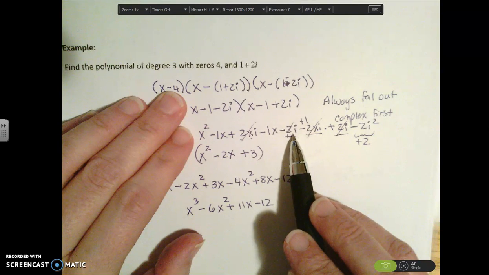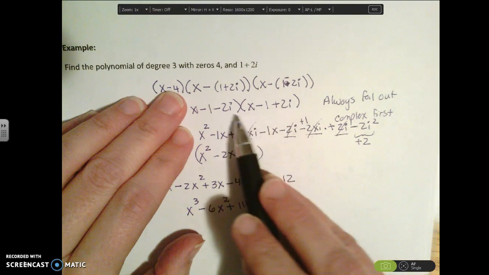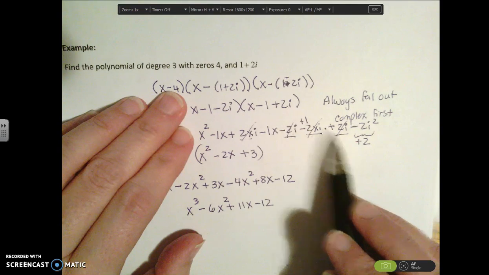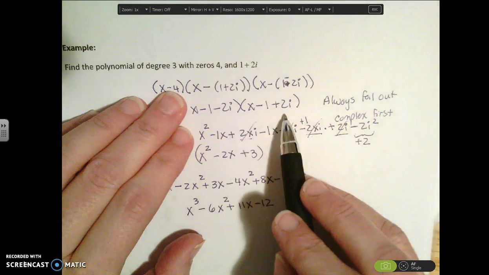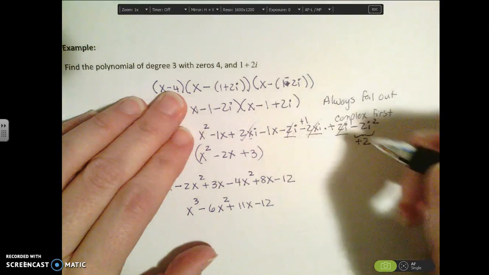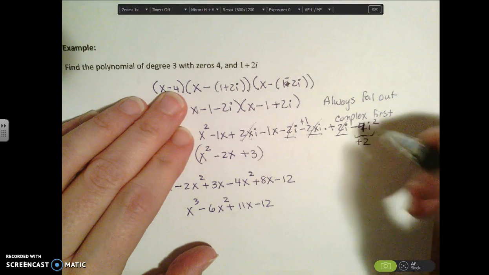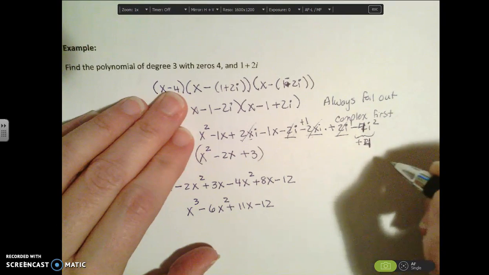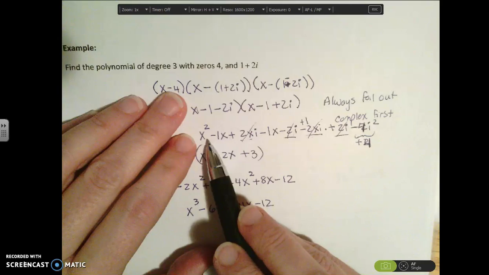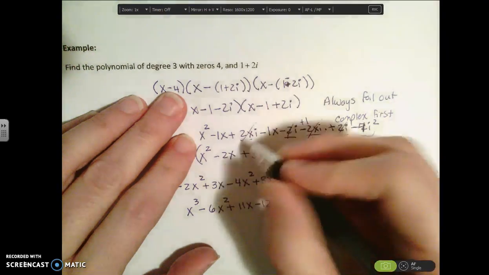-1 times 2i is -2i. Sorry. -2i times x is -2ix. -2i times -1 is +2i. And -2i times +2i is, whoops, that should be -4i squared, which ends up being a +4. So I think I have a little mistake in here. So then I'm going to get x squared minus 2x, and then the 1 and the 4 become 5.